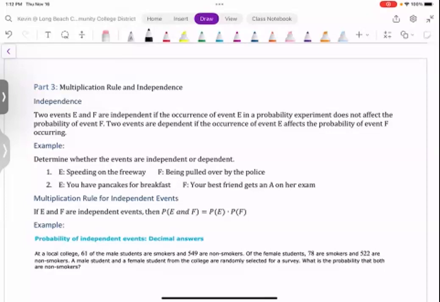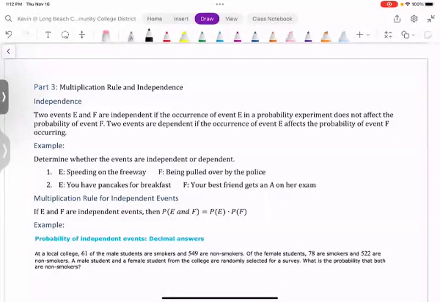So let's define what we mean by independence. Two events, E and F, are independent if the occurrence of event E in a probability experiment does not affect the probability of event F. Two events are dependent if the occurrence of event E affects the probability of event F occurring.